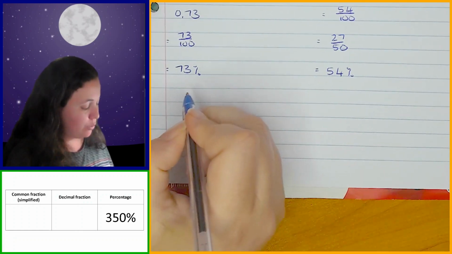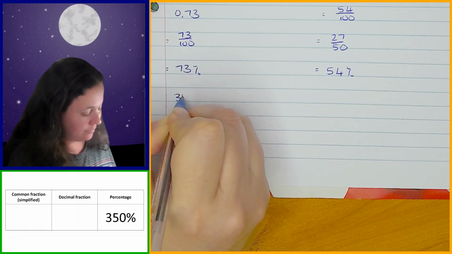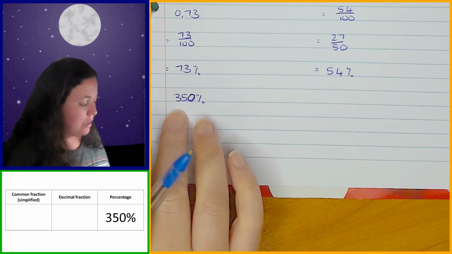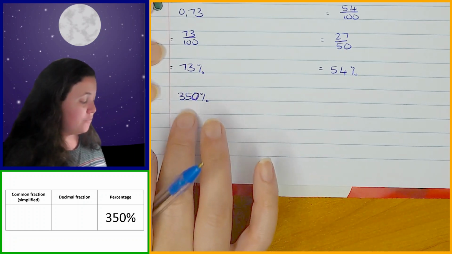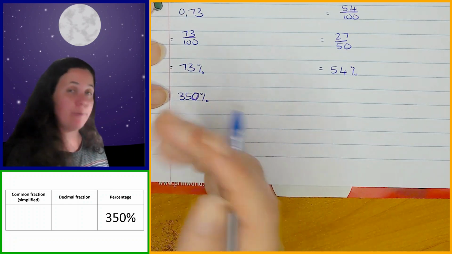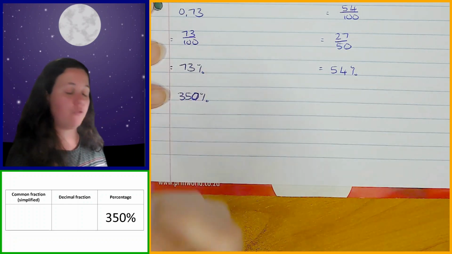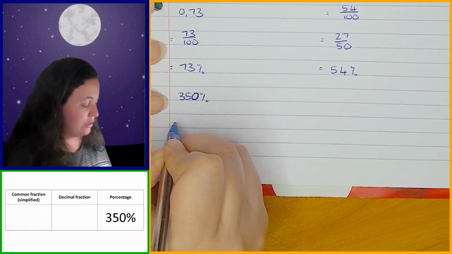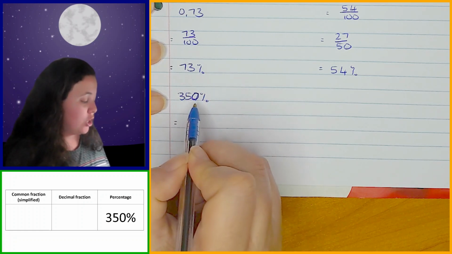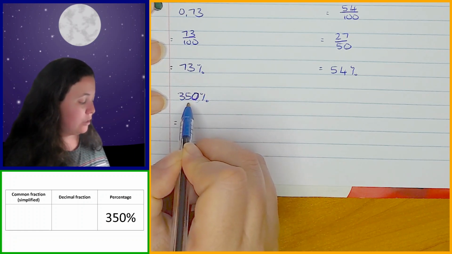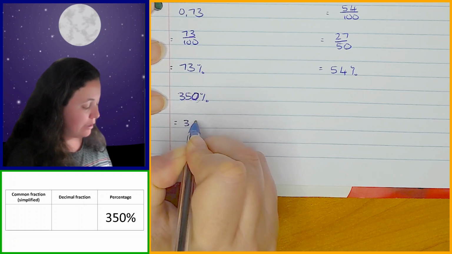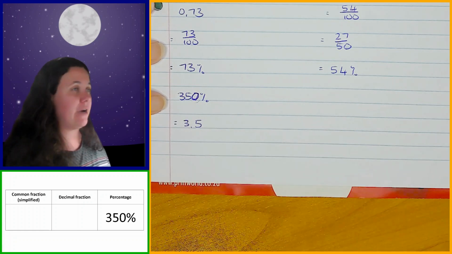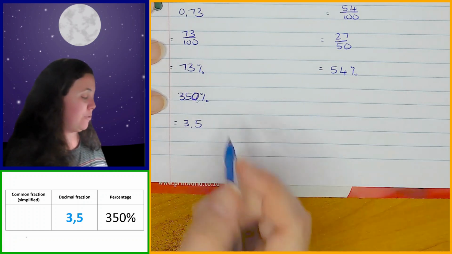So for this last one over here, where we have 350%, what we're going to do, first of all, is convert this to a decimal fraction. Remember, it's generally easier to convert to a decimal from a percentage and then convert to the common fraction. So to convert this to a decimal fraction, I'm going to divide by 100. So my comma is going to move 2 places. So it's going to be 3, 5, and then 0, but I don't need to write that 0 because there's nothing else after it. So your decimal fraction for this one should be 3,5.